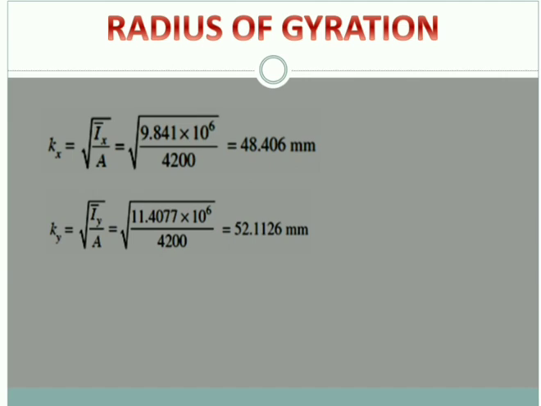Similarly, we calculate the value of Ky using the formula square root of I bar y, that is moment of inertia about centroidal y-axis, divided by total area, square root of the answer. We get Ky as 52.1126. Then what is asked? Least radius of gyration. Okay, so the least radius of gyration among the above two is Kx. Therefore least radius of gyration is 48.406.